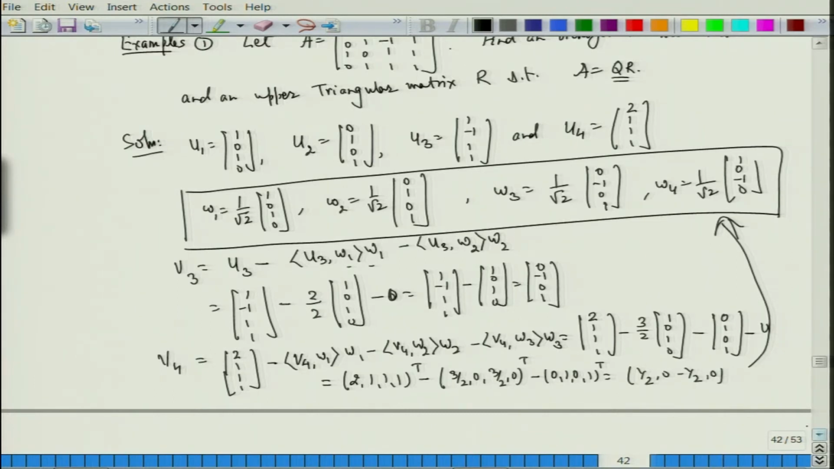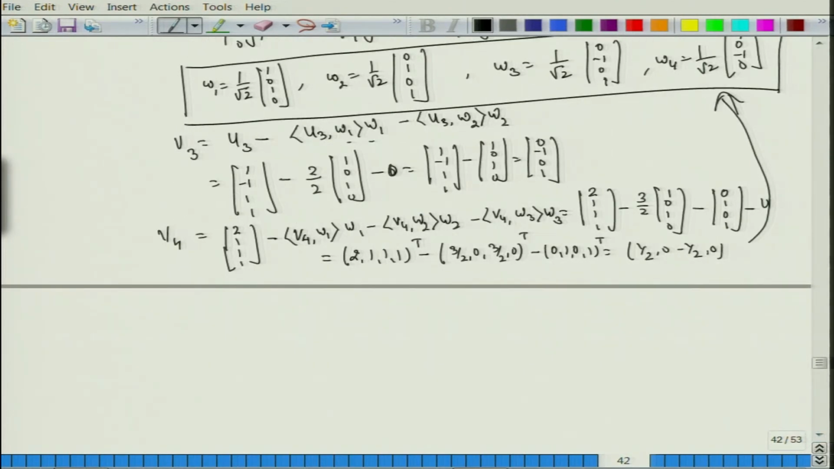So therefore what I get is the matrix Q, which is nothing but, let me write it somewhere here. So Q is: 1 upon root 2, 0, 1 upon root 2, 0, that is the first vector. The second vector is 0, 1 upon root 2, 0, 1 upon root 2. The third vector W3 is 0, minus 1 upon root 2, 0, 1 upon root 2, and the fourth vector is 1 upon root 2, 0, minus 1 upon root 2, 0. This is what Q is.